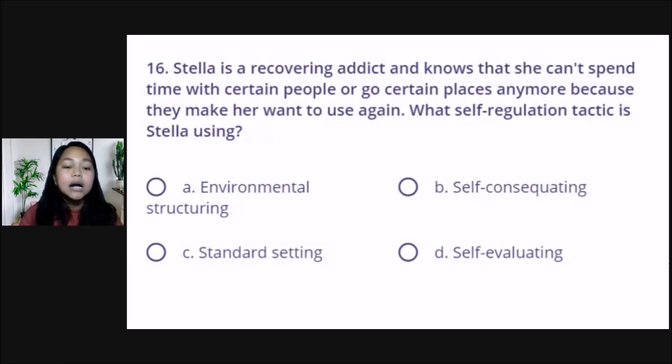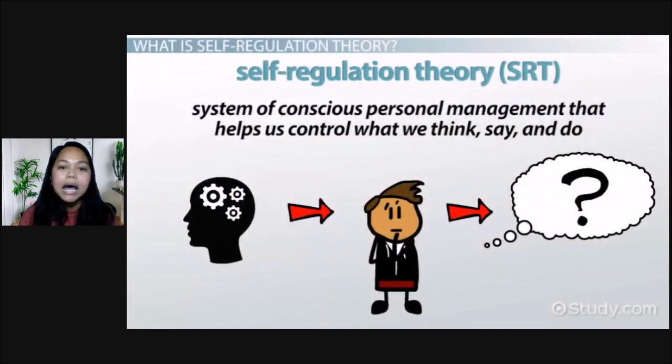The correct choice here is letter A. This is environmental structuring. Okay, let's take a look at your slides para mas maging malinaw yung mga differences nila. This is under your SRT or self-regulation theory. This is a system of conscious personal management that helps us control what we think, say, or do. So consciously, kinokontrol na ni Stella yung kanyang sasabihin, yung kanyang gagawin, yung kanyang thinking. Nire-regulate niya, kinokontrol niya yung sarili niya.